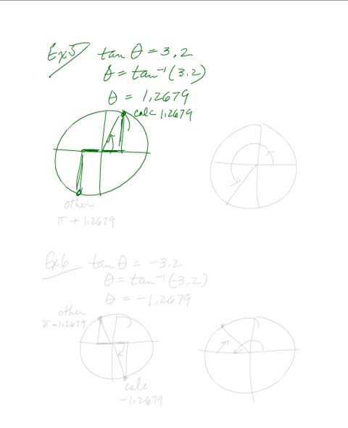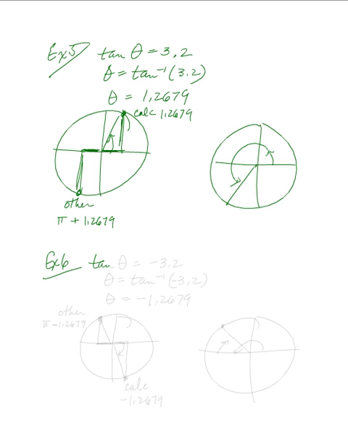You're here, 180 degrees away. This is your other solution. And you want to say pi plus that 1.2679. Okay, so hopefully visually that makes sense. You want to do that angle plus another 180 degrees. So that's the idea. That'll put you out here.